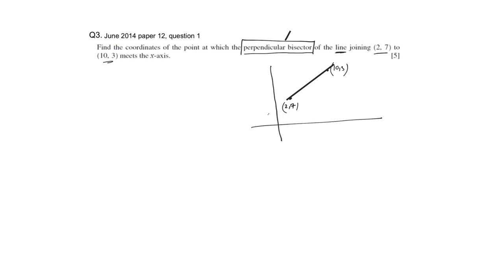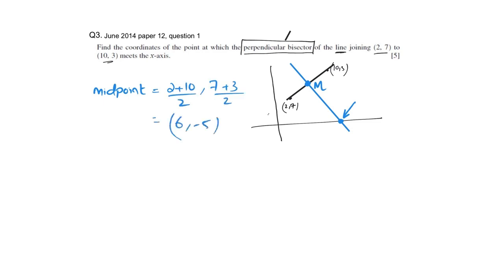Now a perpendicular bisector is a line that will be passing through the midpoint of A and B, these 2 coordinates. So a line that is passing through the midpoint and intersecting the x-axis. So that's our midpoint, and it is crossing the x-axis at this point. We have to find this coordinate on the x-axis. So first of all, we need to find the midpoint of these 2 points. So you can take the average values. (6, -5) is the midpoint.